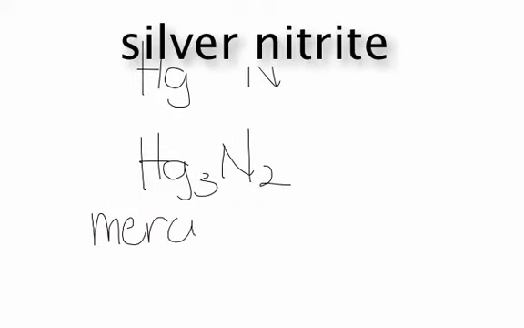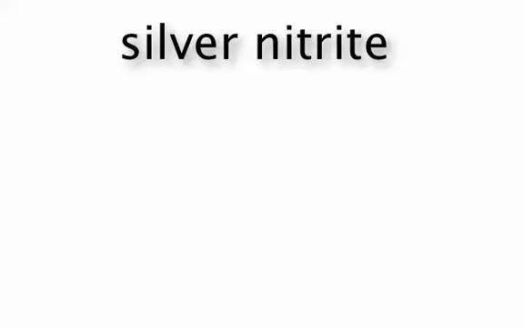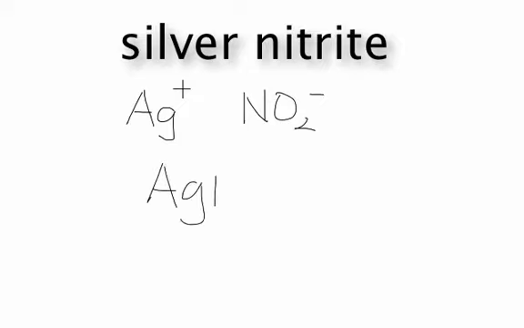So let's just do some examples. Silver nitrate. Let's see if you could write the formula for silver nitrate. If you look at your table, you know that silver is Ag, positive 1 charge. Nitrite, it's NO2 minus. And so you put these elements together, so it would just be AgNO2.